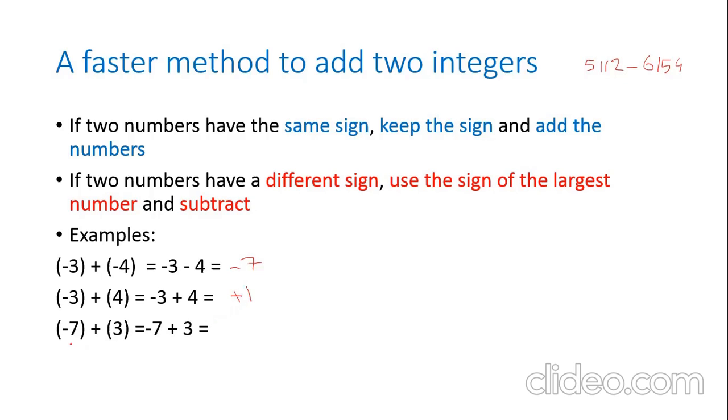In the last example, we are adding two integers with different signs. Since 7 is larger than 3, we keep the sign of 7 and we subtract 3 from 7, and this gives us -4. We notice that in the case of addition, we can ignore the brackets here. So simply we can write -3 between brackets plus 2 plus -4 between brackets as -3 and -4 directly.